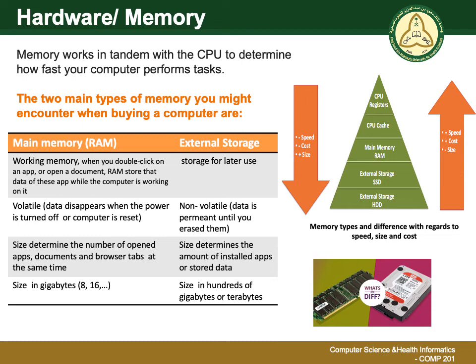Size in gigabytes is for the main memory. In the past it was 2, then it upgraded to 4. Now most of the devices, most computers, have 8 or 16, and some of them have even 32 gigabytes. As for external storage, it is much more, hundreds of gigabytes or terabytes.